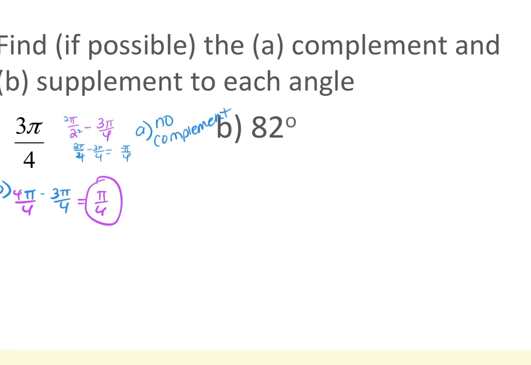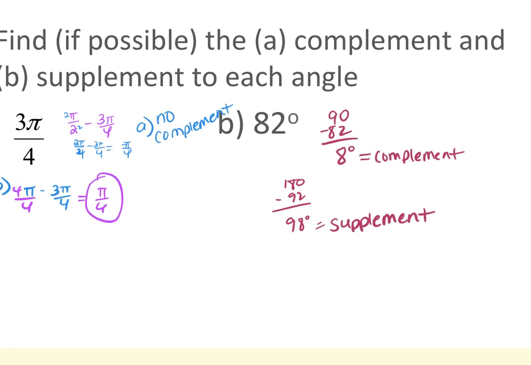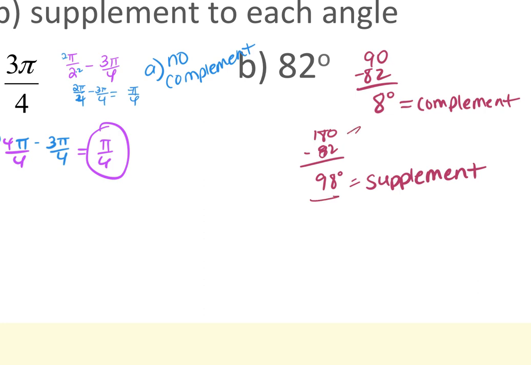For B, now we're in degrees, so if I want to find the complement, I do 90 minus 82, or 8 degrees. And if I want to find the supplement, I do 180 minus 82, or 98 degrees. Good so far? This is still right, but this should have been 82.